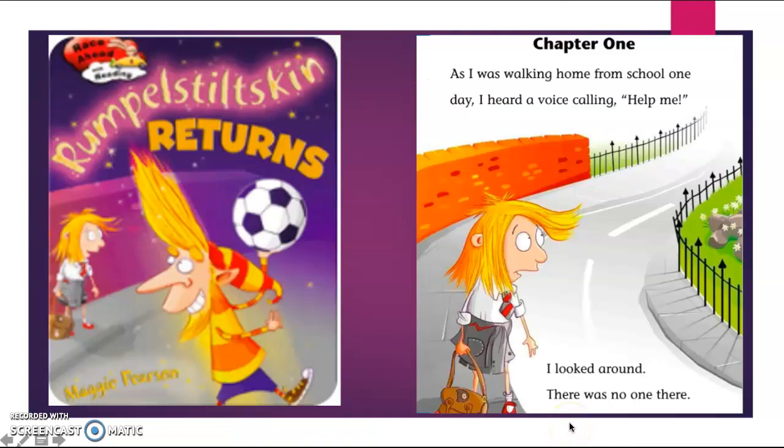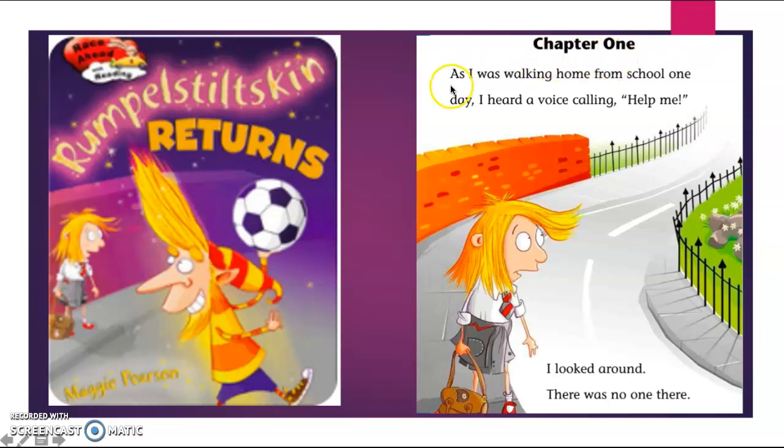Let's go ahead and take a look at a story. This story is called Rumpelstiltskin Returns. All right, so this is a chapter book, and we're only going to take a look at the first few pages because we want to see if we can tell who's telling this story. What point of view is this story being told from? So let's go ahead and read.